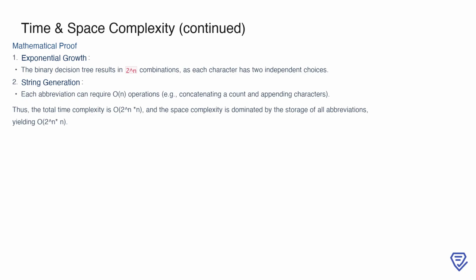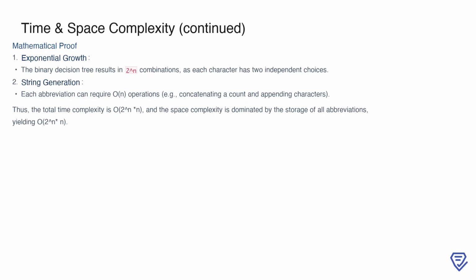The binary decision tree inherently leads to 2 to the power of n combinations, as each character in the word contributes 2 independent choices. Additionally, generating each abbreviation requires concatenating counts and appending characters, which can take n operations in the worst case. Combining these factors, the total time complexity is 2 to the power of n asterisk n.